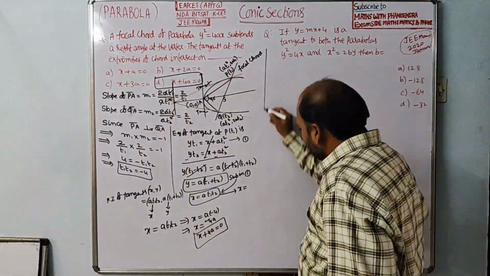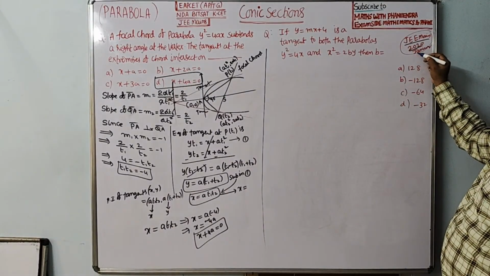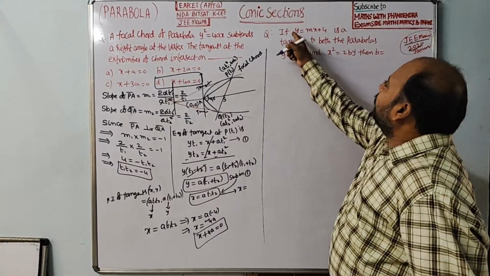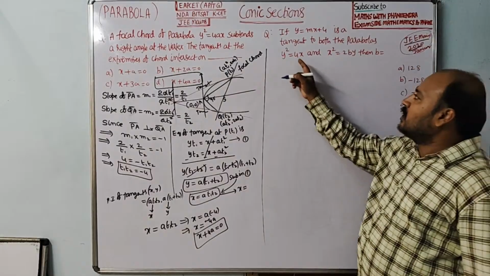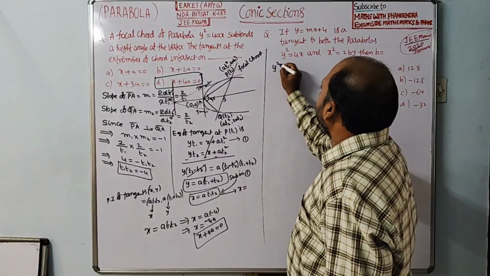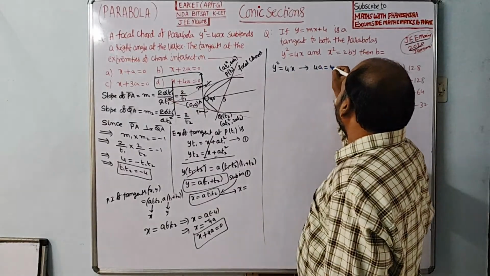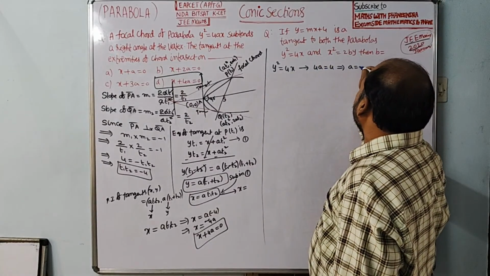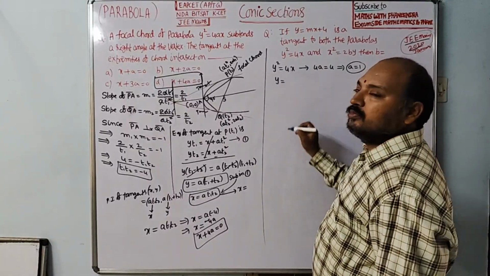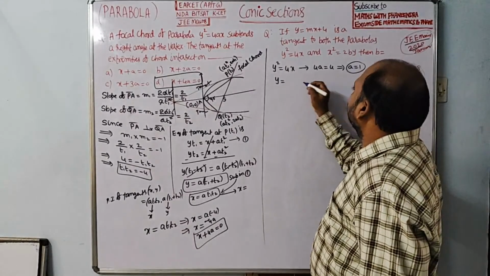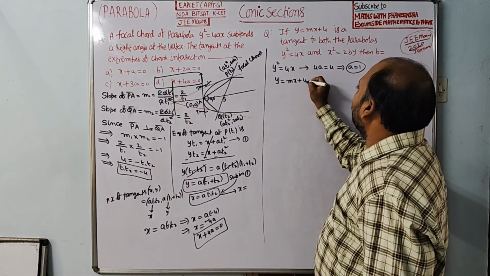Now come to this question, JEE Main 2020 question. It is January session they asked it. If y is equal to mx plus 4 is a tangent to the parabola, first the given parabola y square is equal to 4x. That implies 4a is equal to 4. That implies a equal to 1. Okay. So y is equal to mx plus a by m now. Y is equal to mx plus 4.